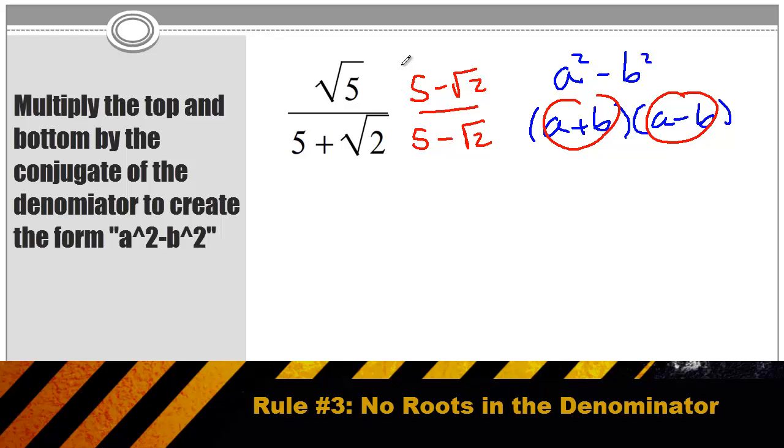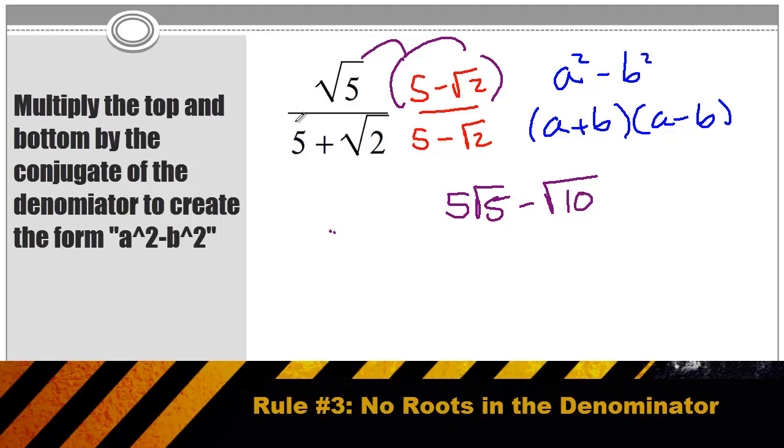When I multiply the top, I can just wrap parentheses around my 5 minus root 2, and then multiply and distribute my root 5 both onto the 5 and the negative root 2. So the top of my fraction becomes 5 square root of 5 minus the square root of 10.